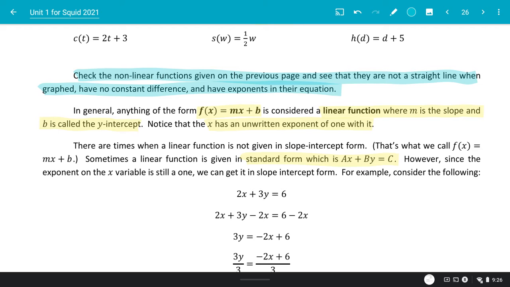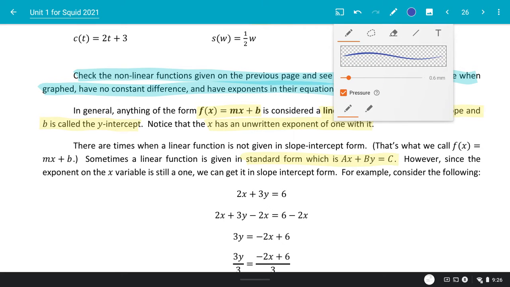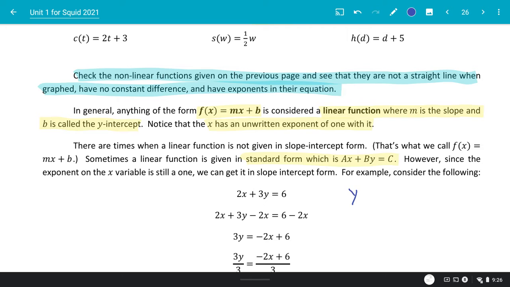By seeing if it has an exponent. I'm about to give you an equation. Are you ready? y equals 3x squared minus 4. Linear or nonlinear? Why? How about this one? y equals x plus 5. Why is it linear? Because the exponent is 1.